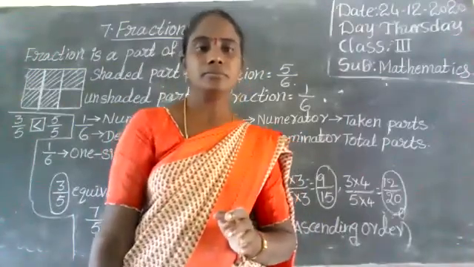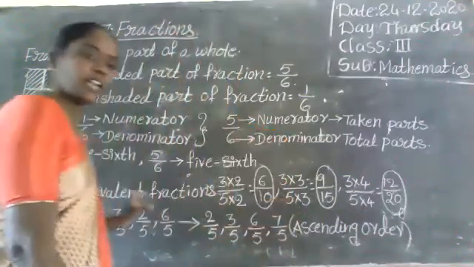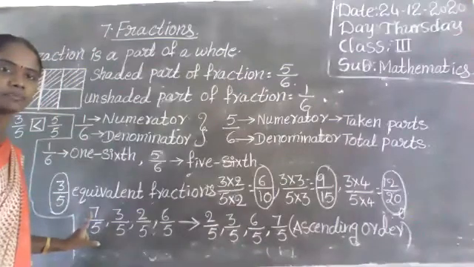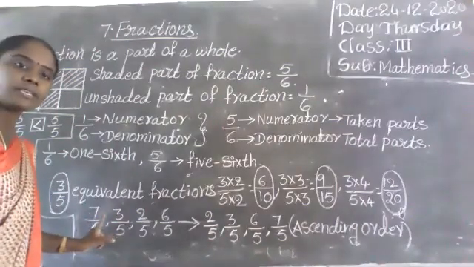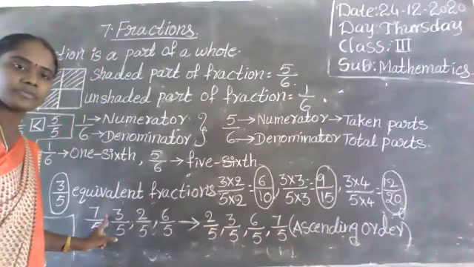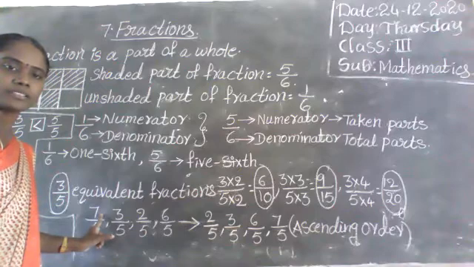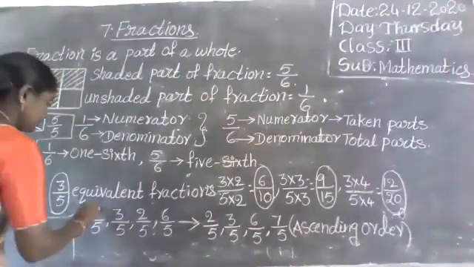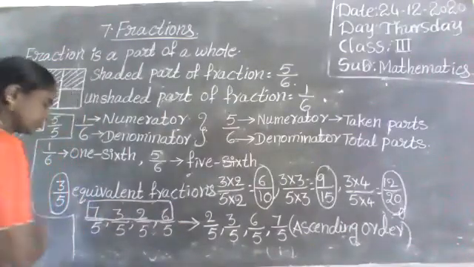Teacher, how do we arrange fractions in descending order? Descending order means biggest number to smallest number. You have to see only the numerators. In these numbers, which is the biggest number? Say it fast.